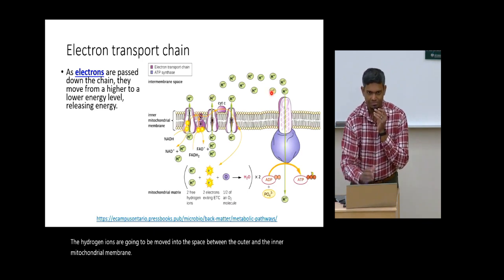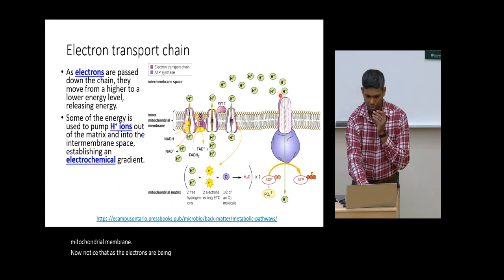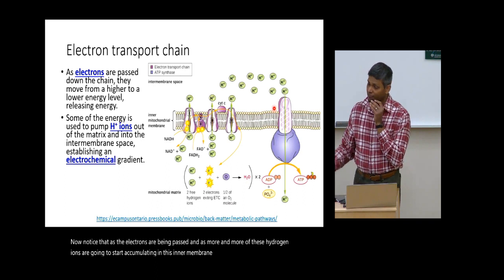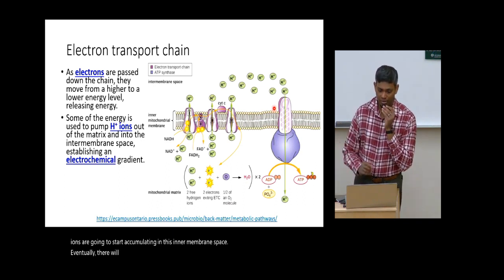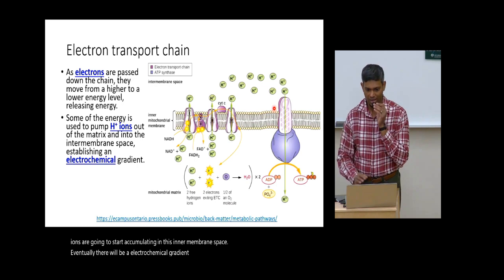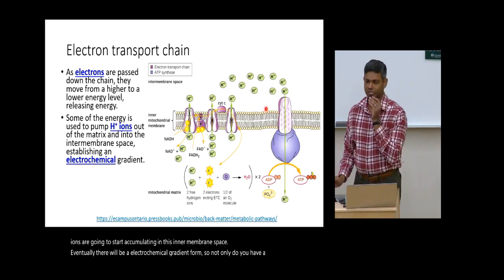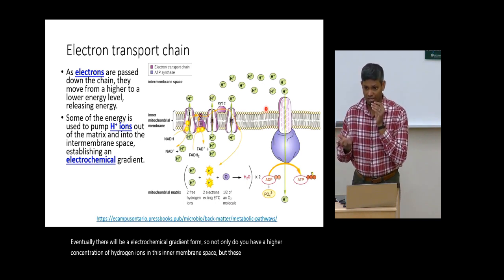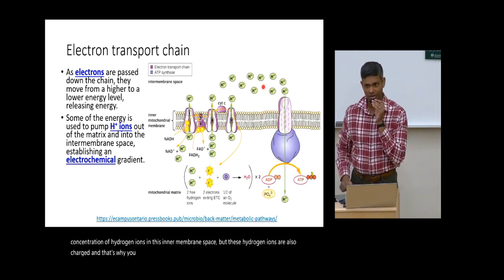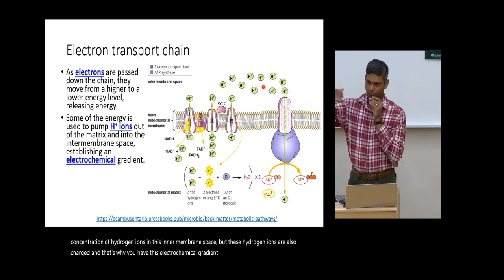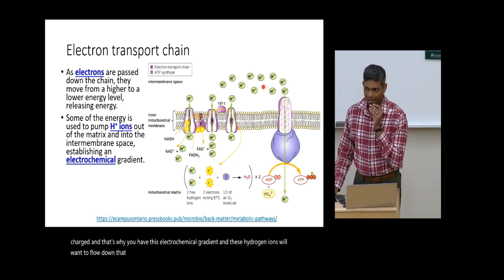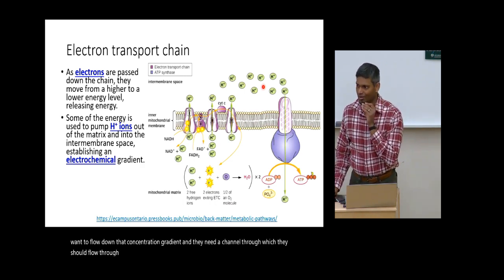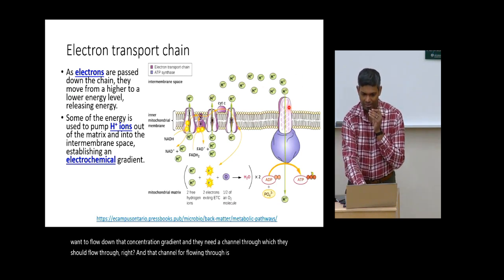Now notice that as the electrons are being passed, and as more and more of these hydrogen ions start accumulating in this inner membrane space, eventually there will be an electrochemical gradient formed. So not only do you have a higher concentration of hydrogen ions in this inner membrane space, but these hydrogen ions are also charged, and that's why you have this electrochemical gradient. And these hydrogen ions will want to flow down that concentration gradient, and they need a channel through which to flow, right? And that channel is the ATP synthase enzyme.